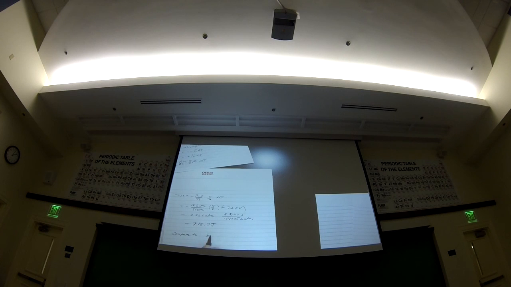Compared to what was 842.9 joules for path one. So delta U at 2 is equal to W2, which is equal to minus 735.